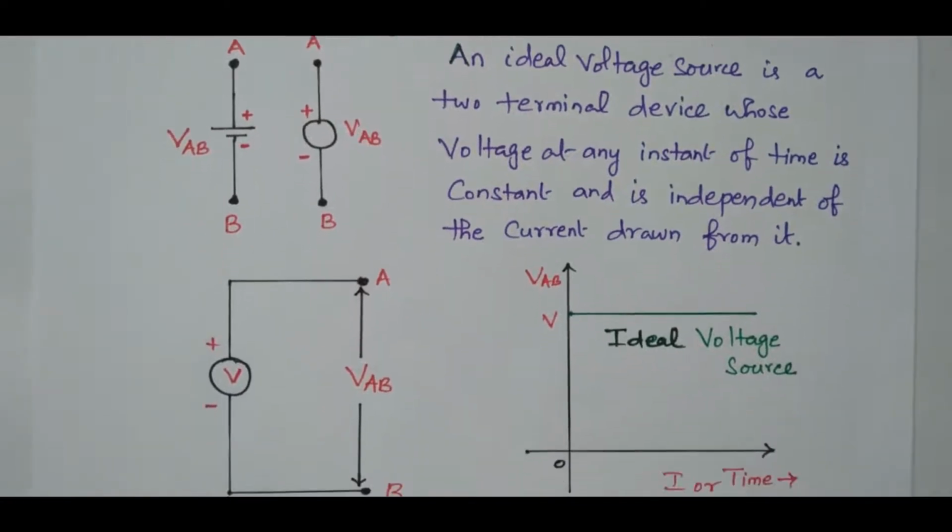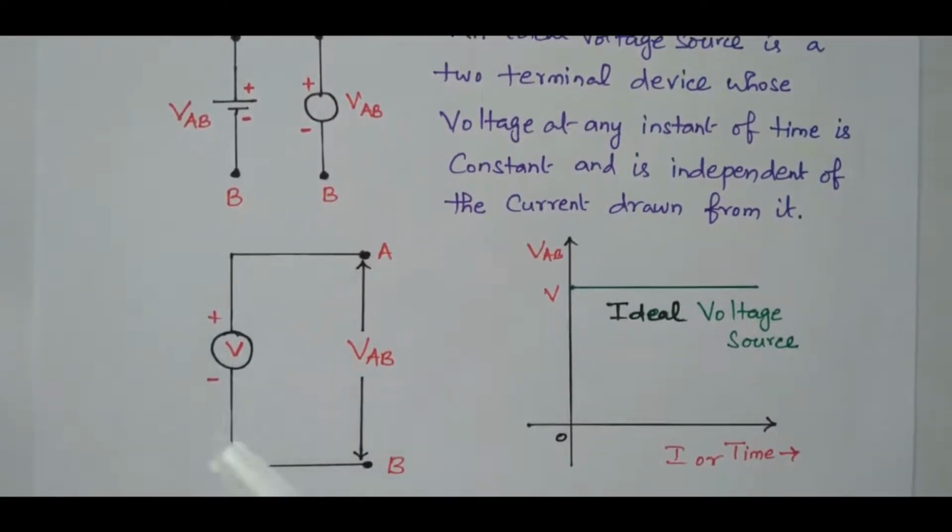So the circuit representation is available here. The voltage V, the terminals A and B. Across terminals A and B, the voltage will be VAB. If you draw the graph between current or time with respect to voltage, the voltage is constant. When the current increases or decreases, similarly when the time increases or decreases, the voltage remains constant. For an ideal voltage source, the voltage remains constant.